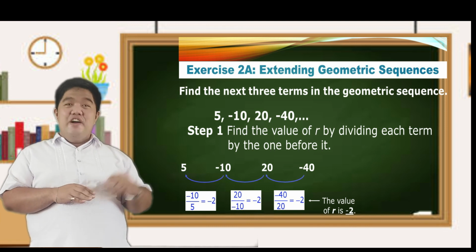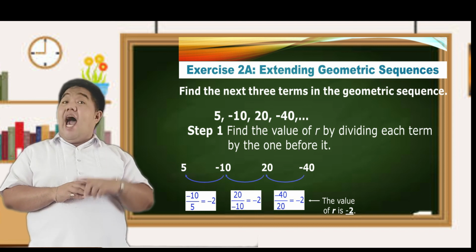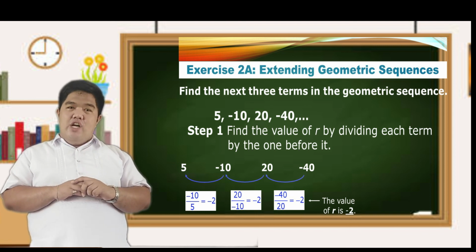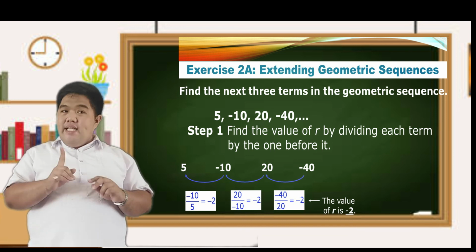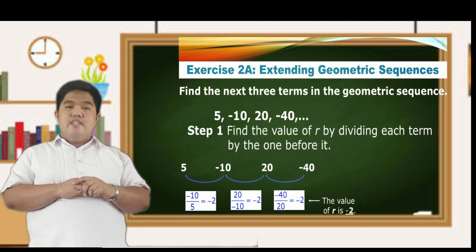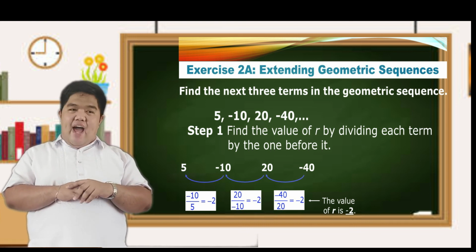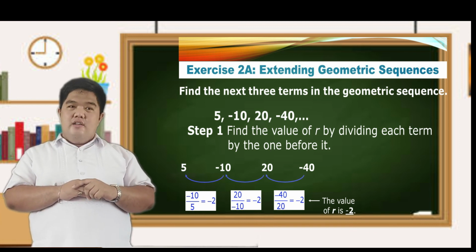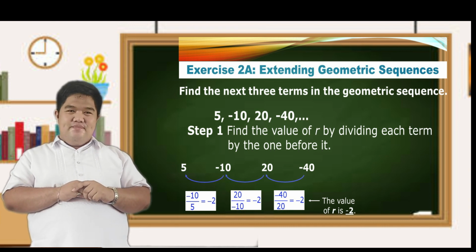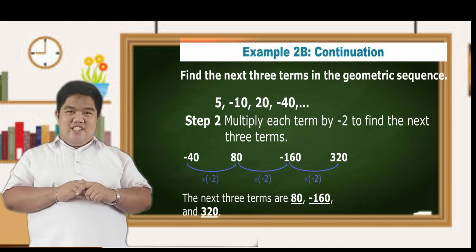So if I have here 5, negative 10, 20, negative 40, I need to divide negative 40 divided by 20. That is negative 2. 20 divided by negative 10 is also negative 2. And negative 10 divided by 5 is also negative 2. Therefore, the value of r is negative 2. Step number 2. Multiply each term by negative 2 to find the next three terms.